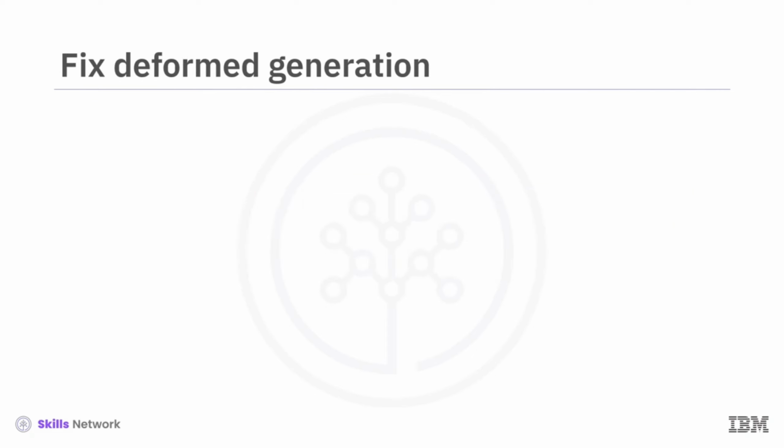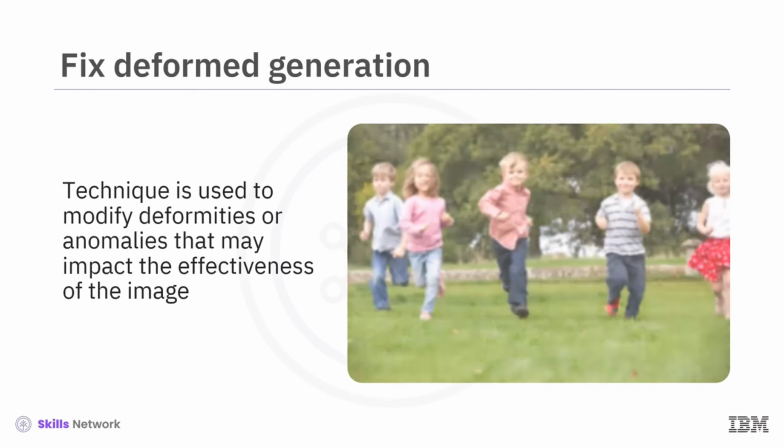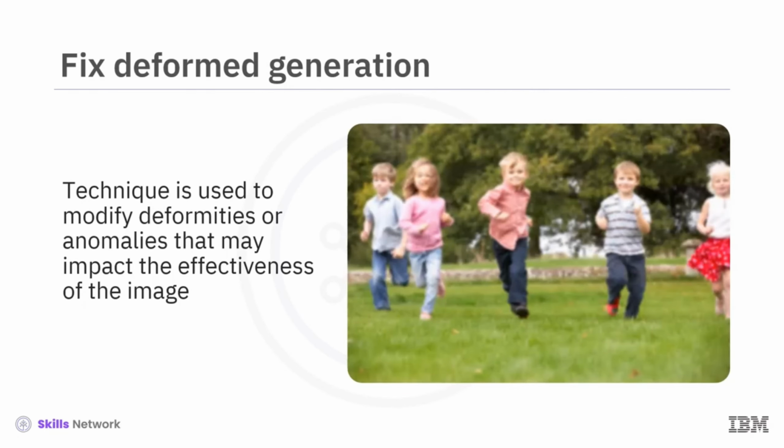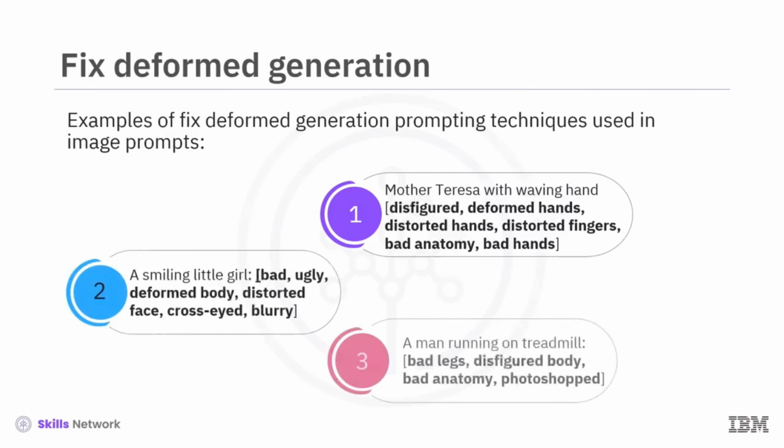The fifth image prompting technique is fixed deformed generations. This technique is used to modify any deformities or anomalies that may impact the effectiveness of the image. Deformities in an image can include conditions like distortion, particularly on human body parts like hands or feet, pixelation, or other image quality issues that can detract from the visual appeal and clarity of the image. This can be mitigated to some extent by using good negative prompts. Here are some examples of deformed generation prompting techniques used in image prompts. You can see that in all these examples, good negative words have been used to mitigate the issues of deformed images.